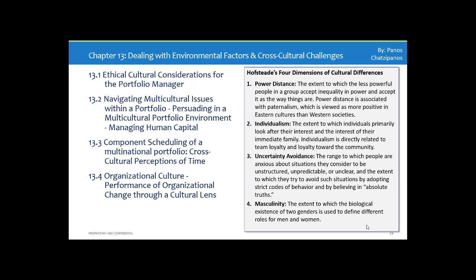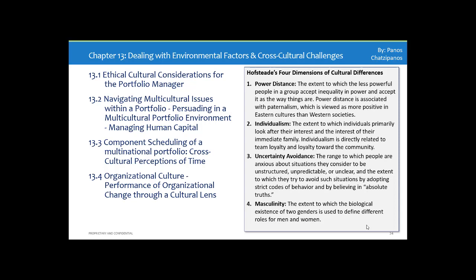Hofstede identified and evaluated four principal characteristics or dimensions of cultural difference. These dimensions shown in the slide are power distance, individualism, uncertainty avoidance, and masculinity. You see brief definitions of each in the slide. These differ a lot among different ethnic cultures, and these characteristics may impact common understanding and cooperation.